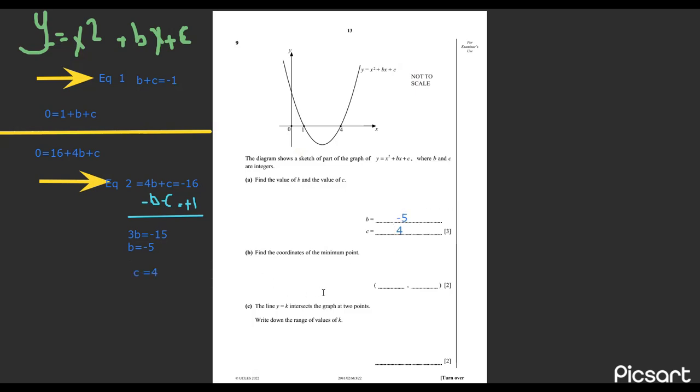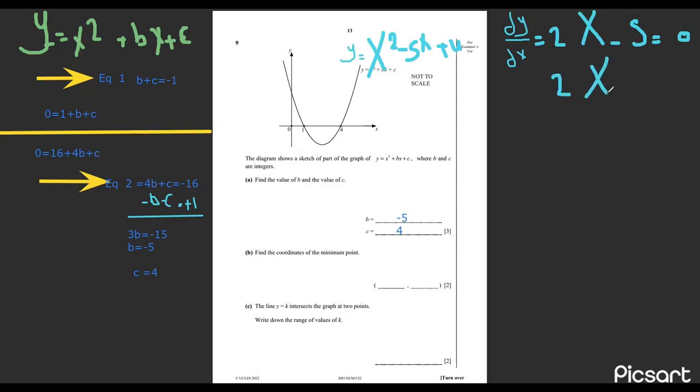Okay, find the coordinate of the minimum point. Here we have to get the derivative dy over dx. Remember, we already got the equation. So now the equation y equals x squared minus 5x plus 4. The derivative will be 2x minus 5. We're going to equalize it with 0 and get the value of x. So 2x equals 5, then x equals 5 over 2, or 2.5 as a decimal.